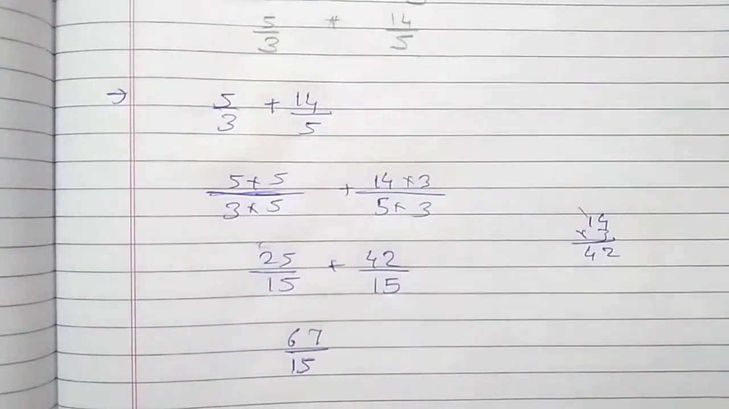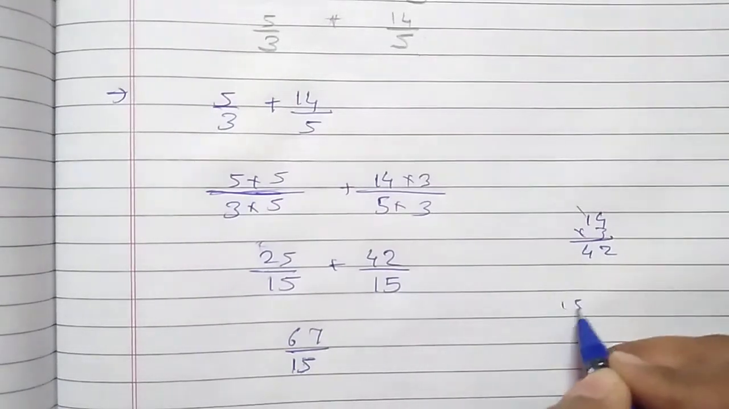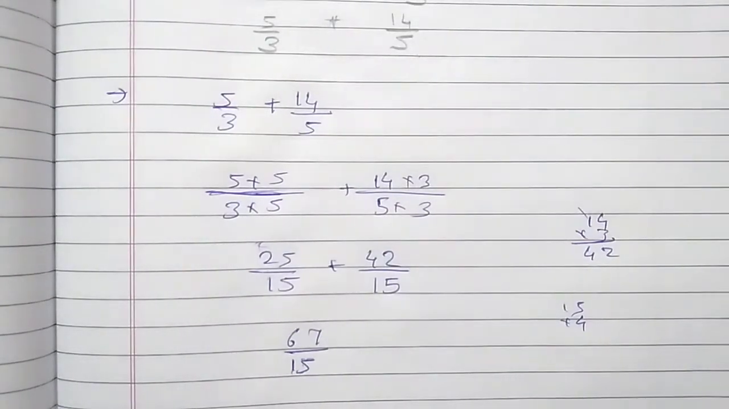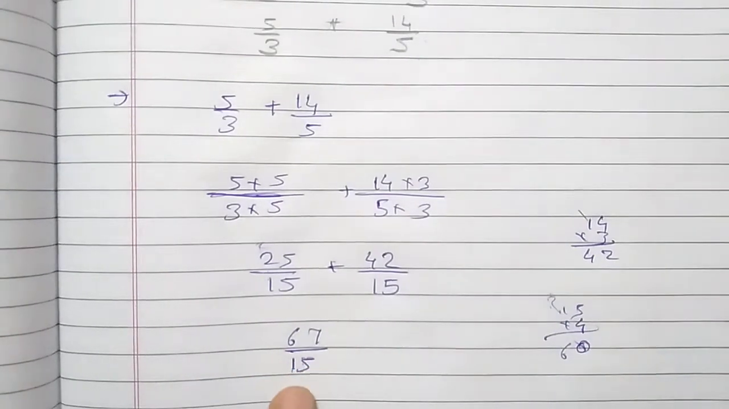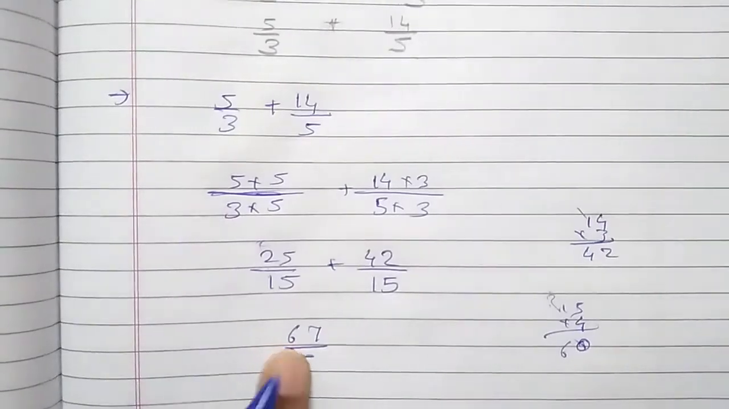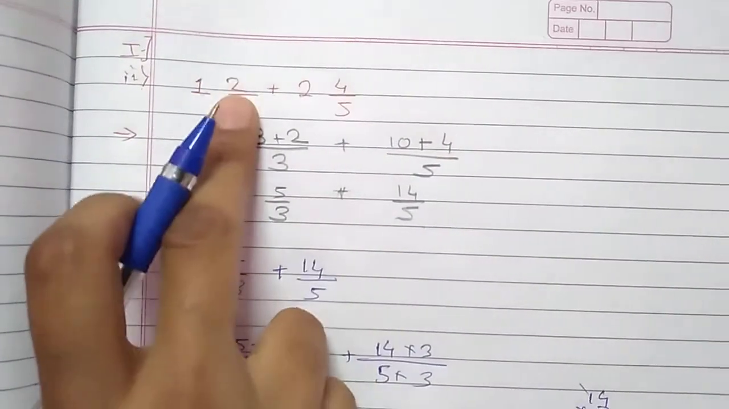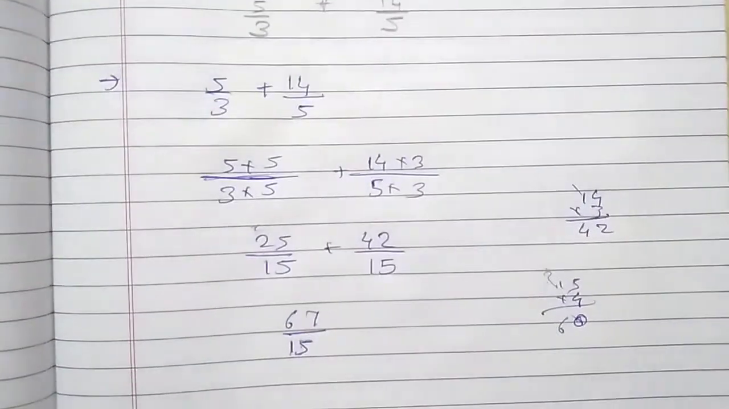Now we'll see the table. 15's table. 15 into 4, how much will it come? 5 4s are 20, 4 1s are 4, 6, 60 came. Now how can you write it in the same form? In this form you can write it. You all should try that, okay?